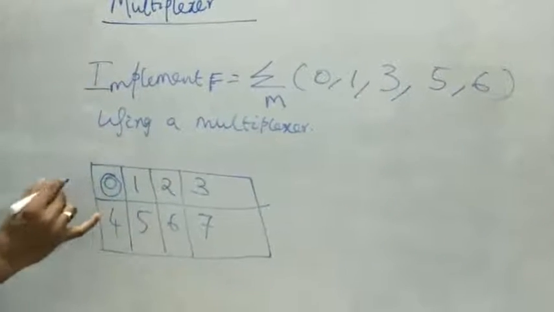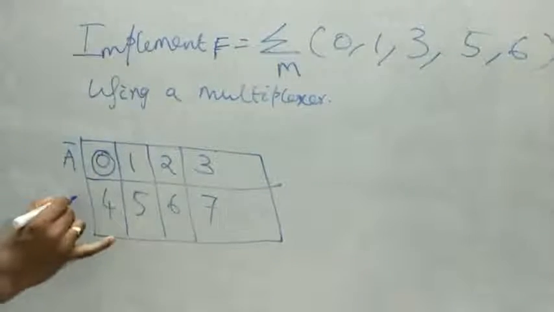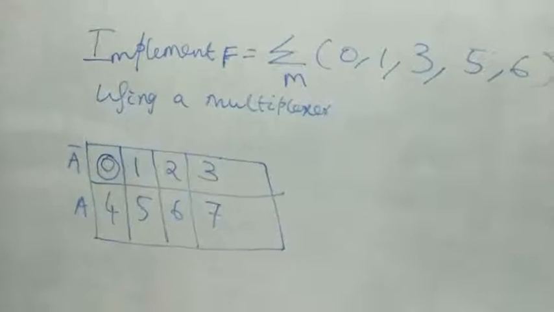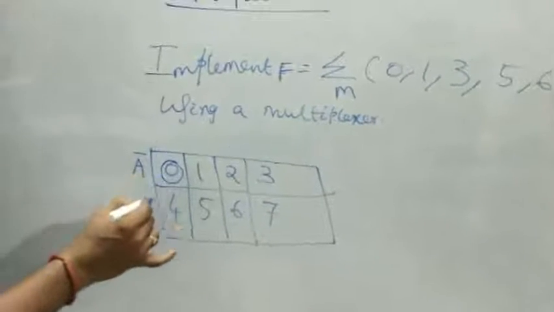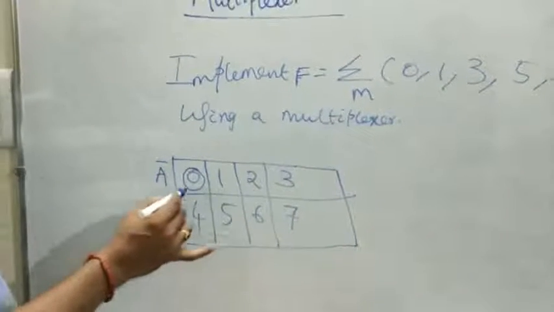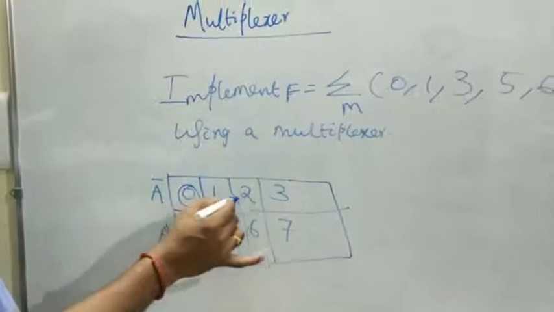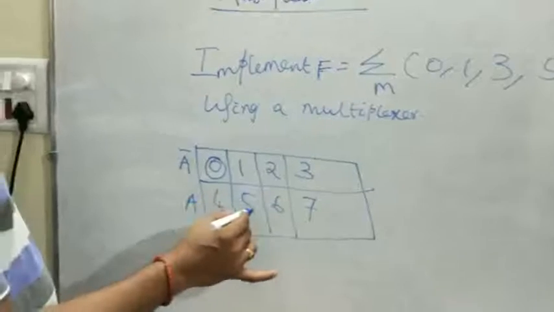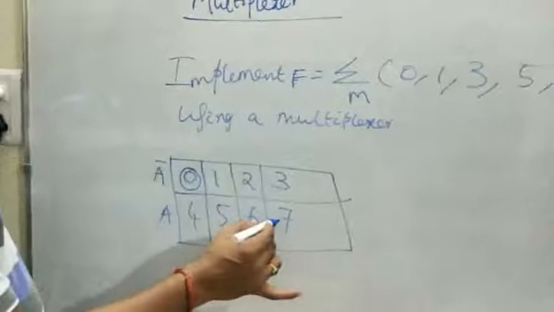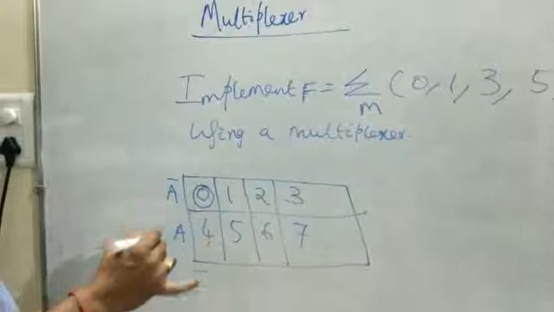We will take this as an A dash and this as an A. Because we have written the terms starting with 0 and these are the terms starting with 1. You can see that 0 0 0, 0 0 1, 0 1 0, 0 1 1. Here 1 0 0, 1 0 1, 1 1 0, 1 1 1. So that is why we are writing it as A dash and A.